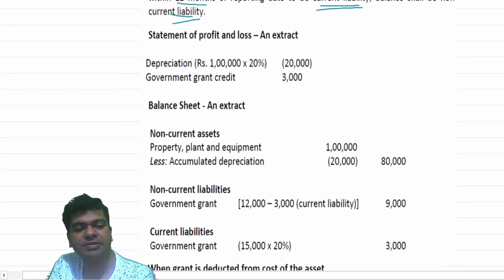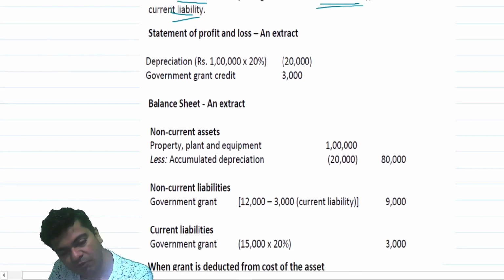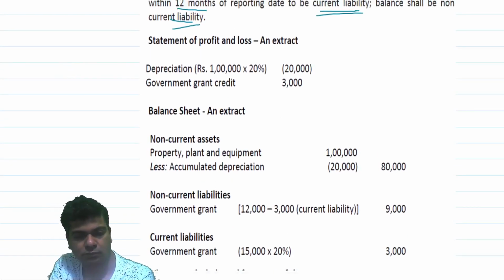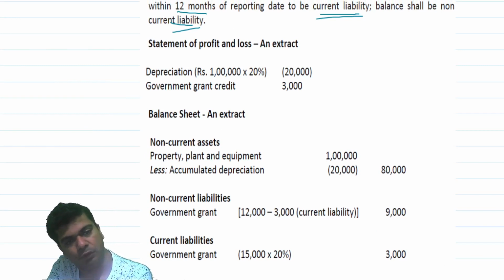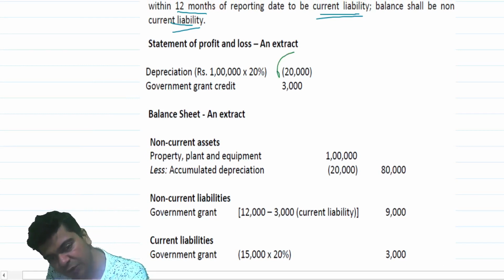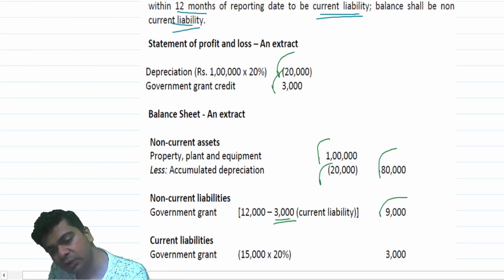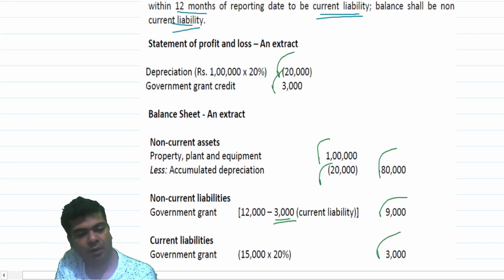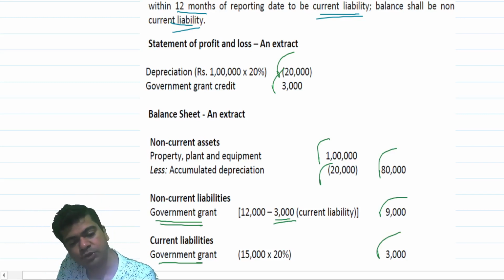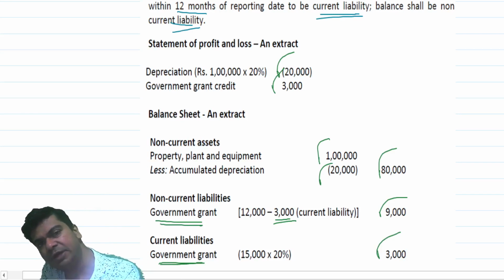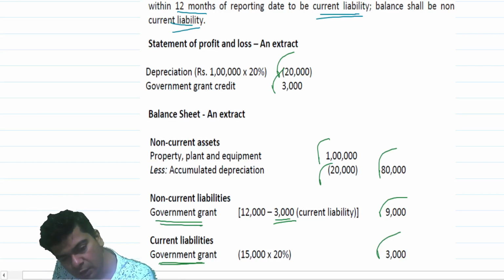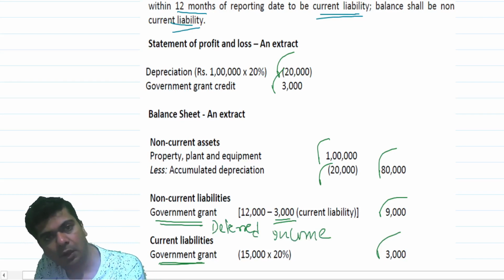And here it is. Yes, the statement of profit and loss. You will be debiting the P&L by depreciation of 20,000, credit the government grant by 3,000. 1 lakh minus 20,000, show the PP at 80,000, and 3,000 is current liability, so 9,000 is non-current liability. Under non-current liability, you are showing government grant. Here also you are showing government grant. You can even use the word deferred income also. Instead of government grant, you can even say deferred income. That is also absolutely fine. Okay.